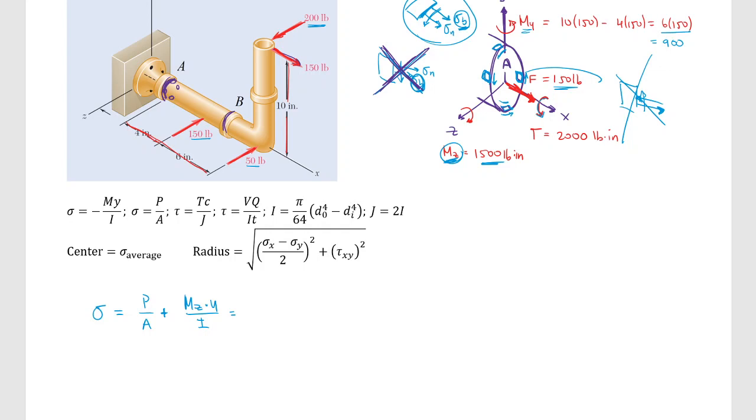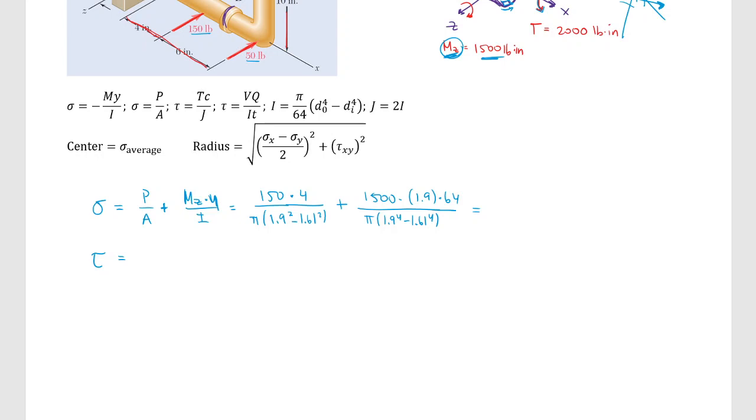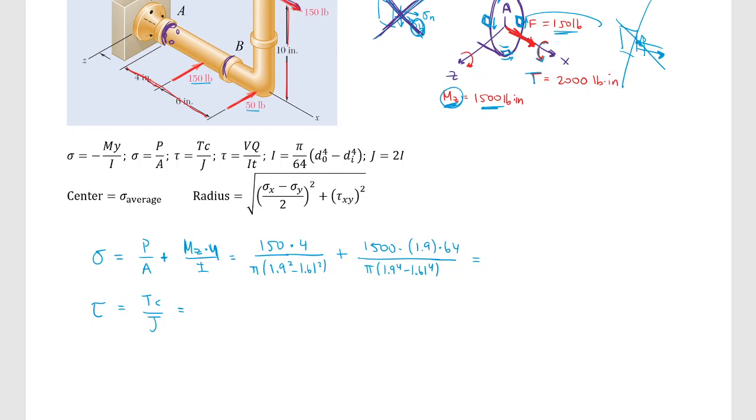This would be 150, the area is pi times the outer 1.9 squared minus 1.61 squared, over 4, so 4 on the top, plus the moment 1500 times y, which would be the outer radius, 1.9, over I, which would be pi times this to the fourth over 64, right? And then for tau, I will have Tc over J. I had already labeled this T. That's just 2000. C is the outer radius, so 1.9, over J, the same thing as I, but over 32.